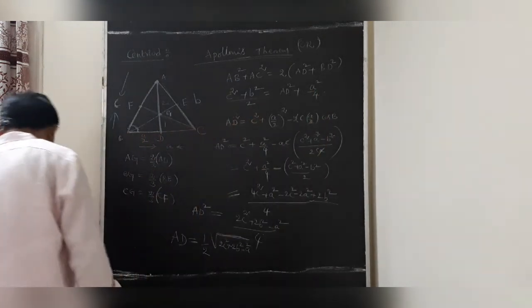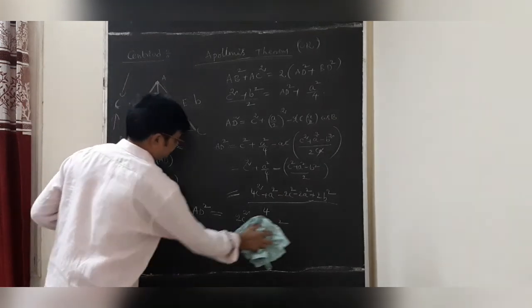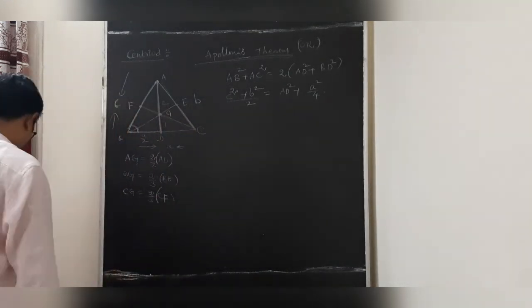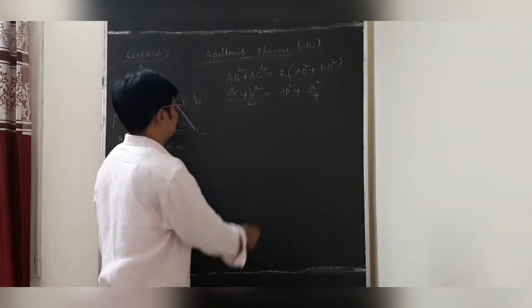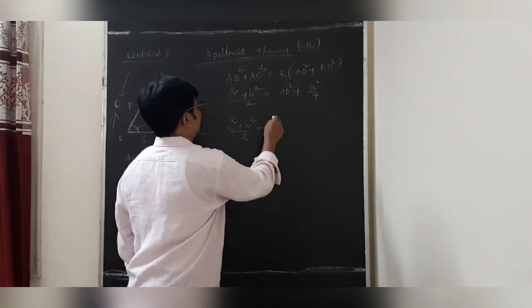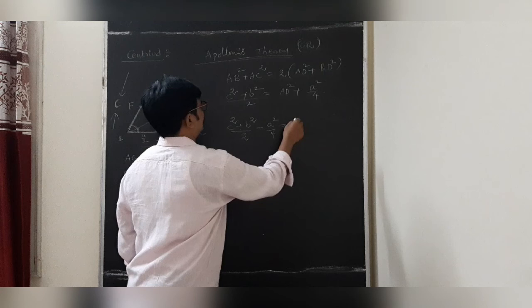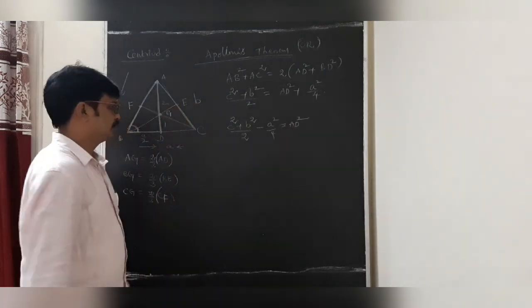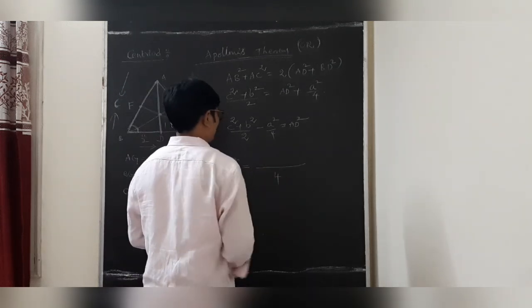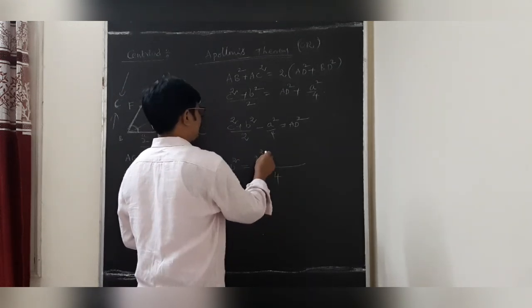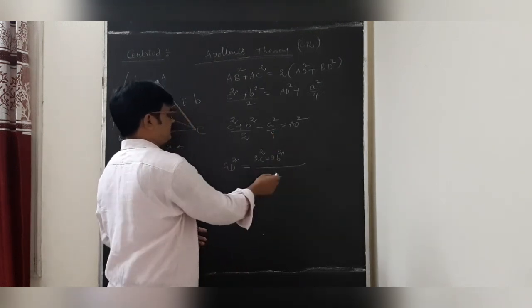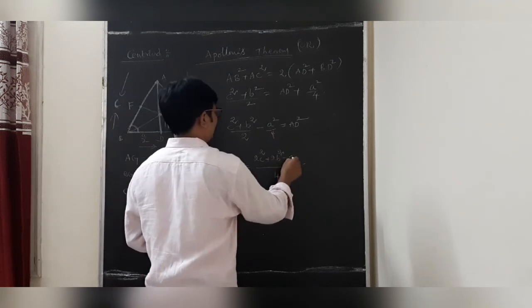A square by 4. Dear students, now we can write: c square plus b square by 2 minus a square by 4 equal to AD square. My dear students, we are taking AD square equal to, the LCM is 4. This is 2c square plus 2b square. Taking the LCM 4, that is 2c square plus 2b square minus a square.